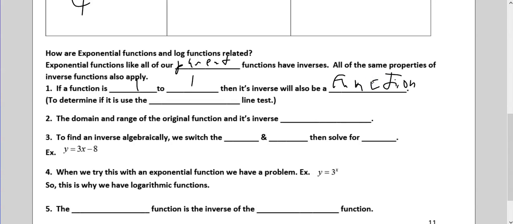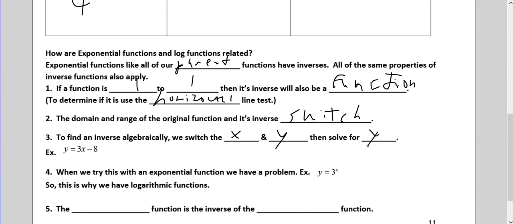Okay? So if I have a function and it's one-to-one, that function's inverse will also be a function. To do this, we use the horizontal line test to predict. Now, we talked about before that when you have an inverse, the x and y switch. So to find the inverse algebraically, we switch the x and the y and solve for the new y.